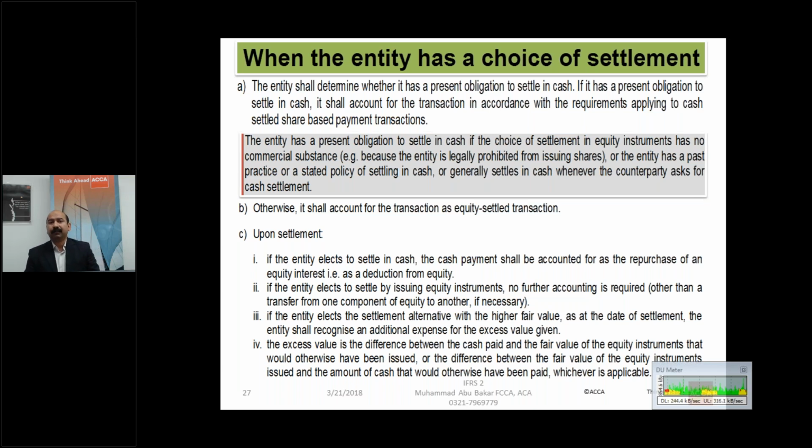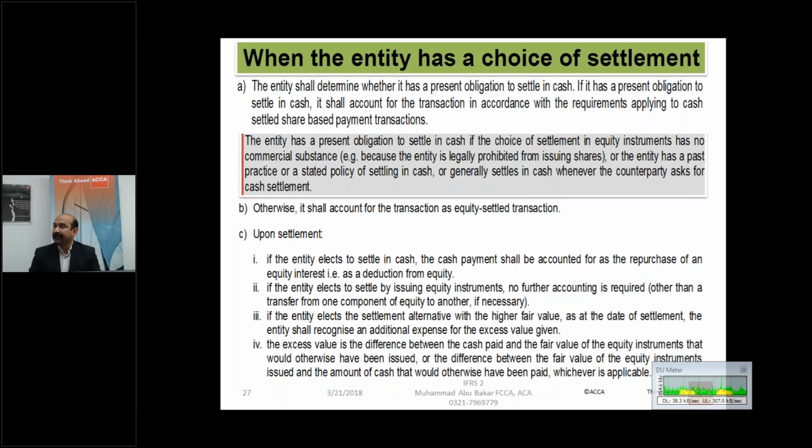So the remaining accounting of cash settled and equity settled we have already covered in the start of our discussion. Now, what happened on settlement? If the entity elects to settle in cash, the cash payment shall be accounted for as the repurchase of equity shares. Like you have already treated it as equity settled share-based payment. Now you are settling it, but that settlement is being made in cash. Then that equity reserve will become debit and cash will become credit as a repurchase of that equity element.